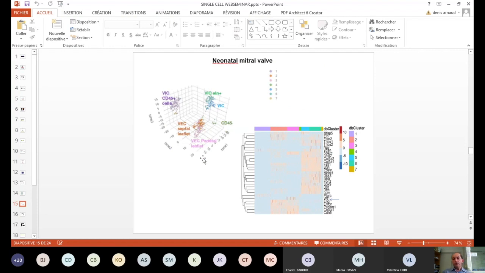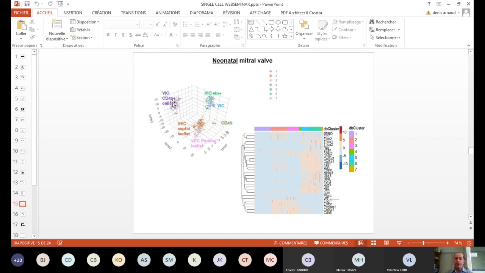So now let's have a look at the single cell sequencing and the profile of the neonatal mitral valve. We still recognize the two populations of VEC, the septal one and the parietal one, again because of WT1 expression. And you see that they are very closely associated in this 3D tSNE plot. We see valvular interstitial cells, different populations of VEC. These are populations which now are more reminiscent of and more differentiated toward a specific layer of the valve.